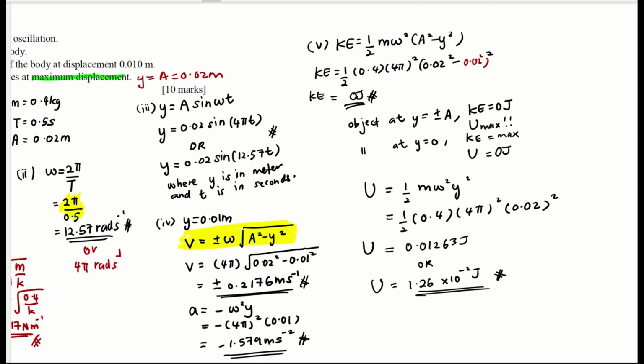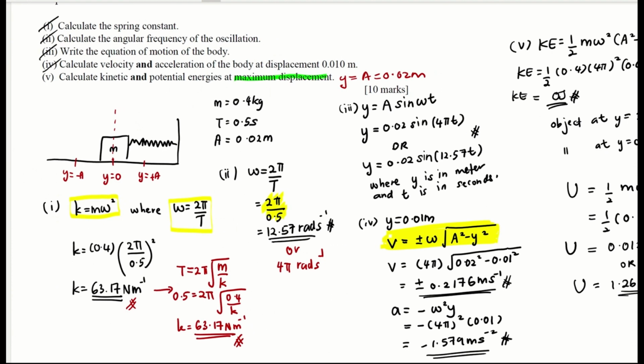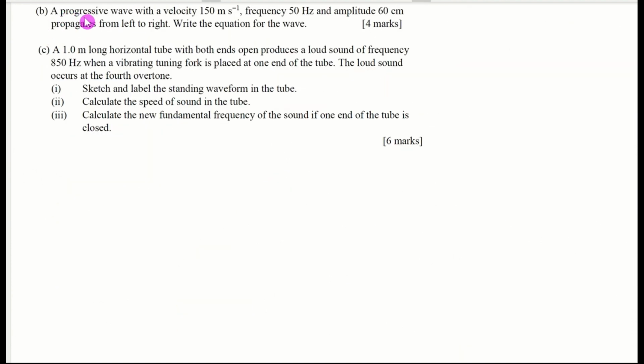Alright, so let's proceed to question 6b. Alright, question 6b, we have a progressive wave with velocity of 150 meter per second. The frequency is given and the amplitude is given. And then it propagates from left to right. So means that to the right, so the equation must be negative. So write the equation for the wave. So we want to write the equation of the progressive wave. Okay, and then general equation y equal to A sine omega t minus kx sebab dia bergerak to the right. So it's moving to the right.